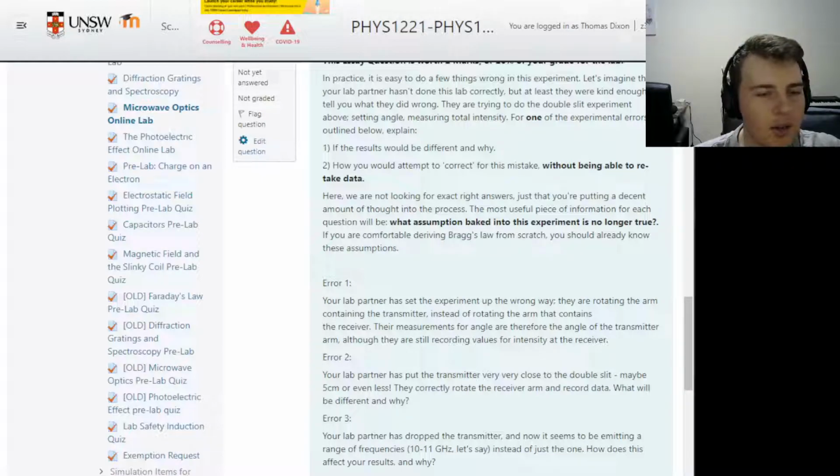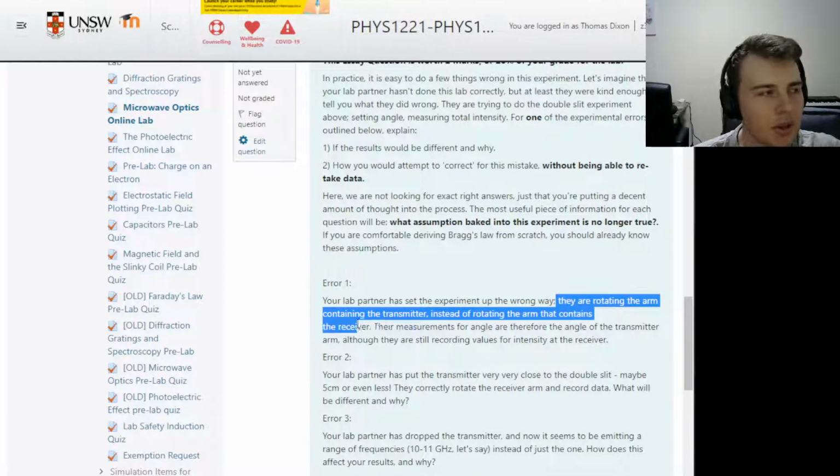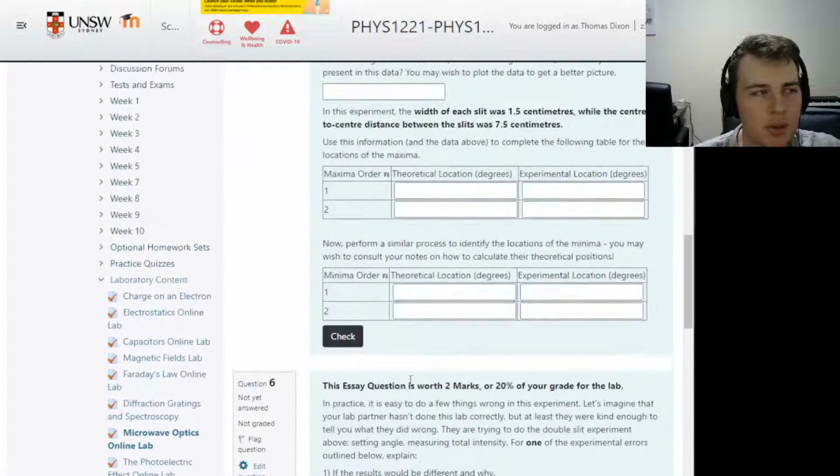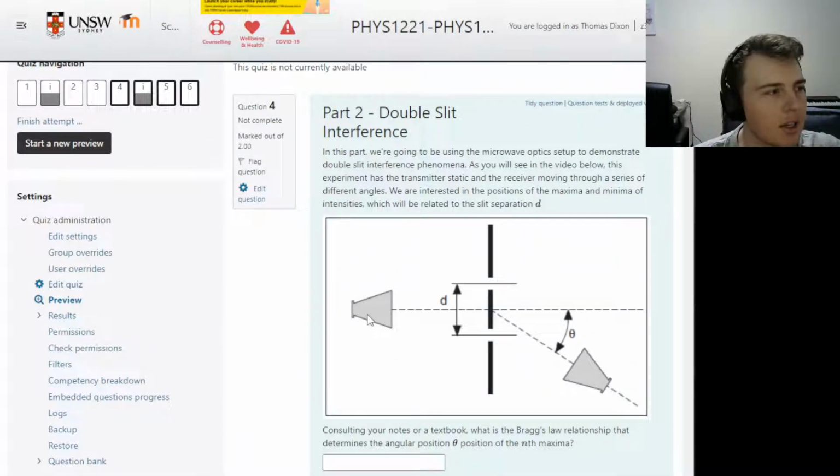Anyway, error 1. Your lab partner has set the experiment up the wrong way. They're rotating the arm containing the transmitter instead of rotating the arm that contains the receiver. So what's supposed to happen in this lab is they're supposed to have the transmitter here, and then they rotate the receiver. It's a double-slit interference pattern. Probably should have specified that. This is a double-slit interference pattern experiment with a microwave system.